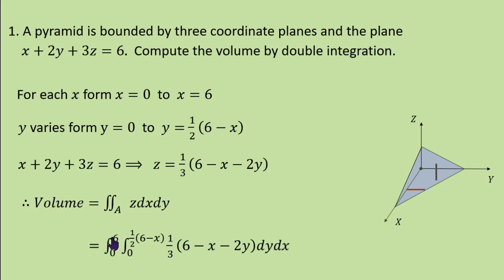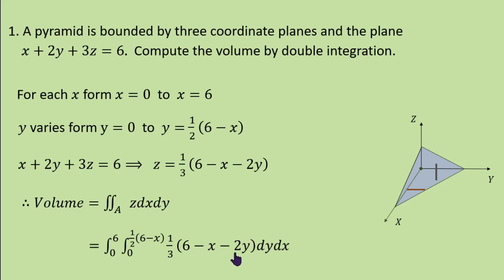X varies from 0 to 6. For every x, y varies from 0 to half of 6 minus x, z dx dy, where z is 1 by 3rd of 6 minus x minus 2y. 3z is 6 minus x minus 2y. Therefore, z is 1 by 3rd of 6 minus x minus 2y. Now, first integrate with respect to y, because y varies from 0 to half of 6 minus x, for each x from 0 to 6.